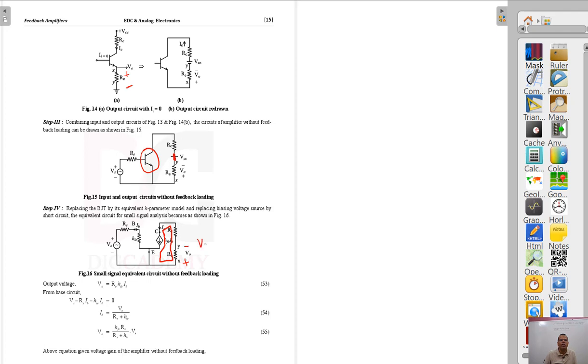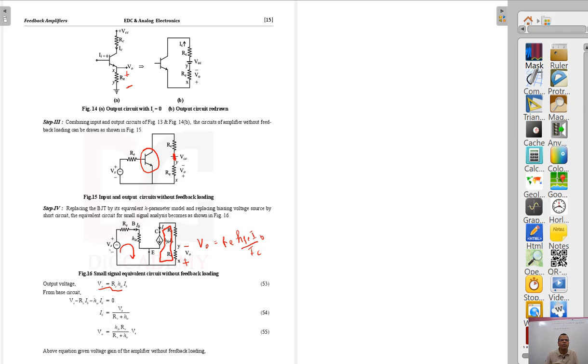So V0 will be equal to resistance RE multiplied by HFE into IB. Why? Because this is my collector current here. This is the expression of output voltage. Fine. And from the base circuit, you simply apply KVL in the base circuit.